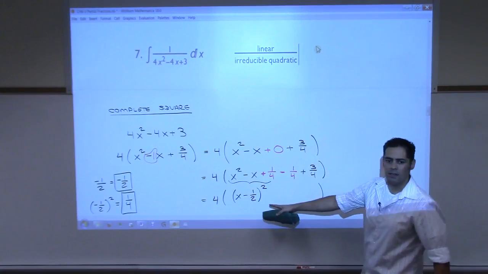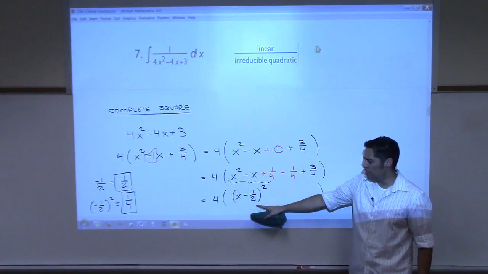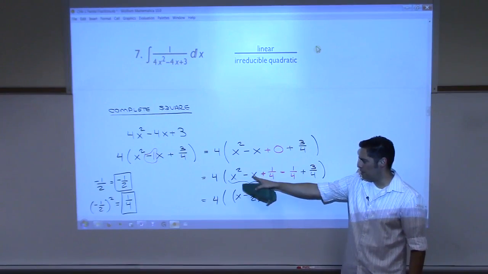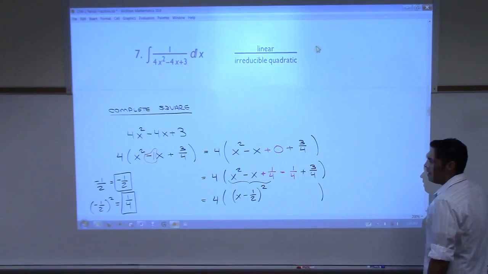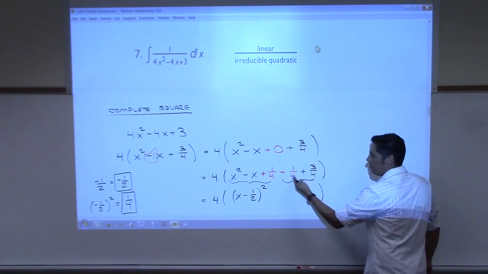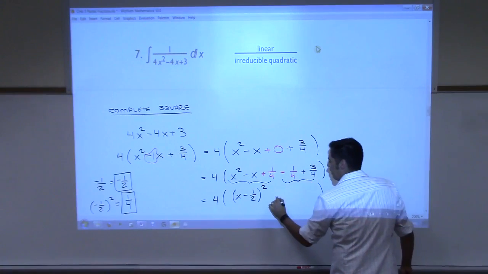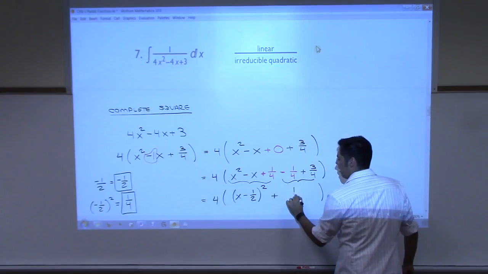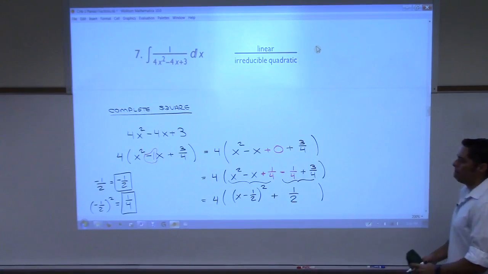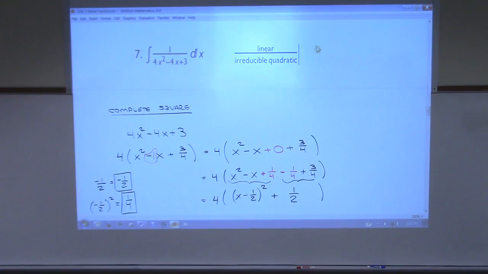And you could check that, right? You could FOIL that out. Do we need to check? You believe it? If you FOIL that, multiply it times itself, you'll get this. And then you have to put these 2 together. They have the same denominator, good for us. And that's going to be plus 2/4, which is 1/2. Still good?